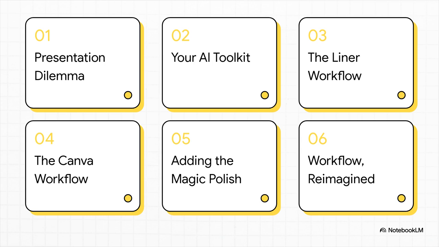So here's our game plan. We'll start with the problem itself, what I'm calling the presentation dilemma. Then I'll introduce you to your new AI toolkit. We'll cover the research workflow using a tool called Lainer, and then the design workflow in Canva. After that, we'll add some magic polish to really make it pop. And by the end, you'll see how this completely reimagines the whole process.